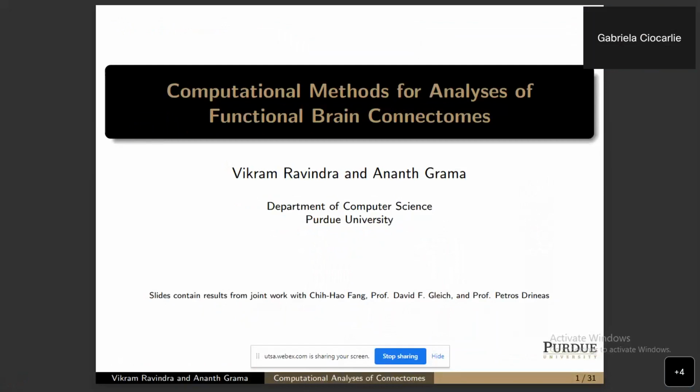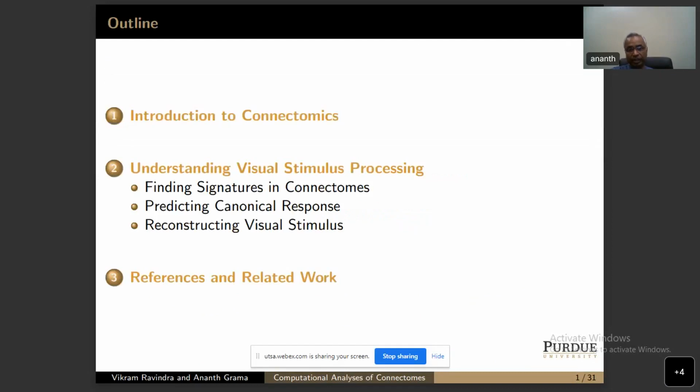So today I was going to talk about some of the work we've been doing on analysis of MRIs, basically the functional aspects of the operation of the brain. So functional brain connectomes is what we're looking at, and I'll talk about a number of problems in analysis of connectomes. I'll start off by talking about how you extract features from connectomes, and this has to do with finding signatures in connectomes.